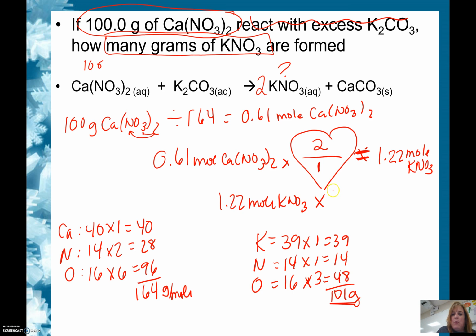All right, so we're going to take 1.22 and multiply by 101 grams per mole, and that gives us 123.2 grams of potassium nitrate.